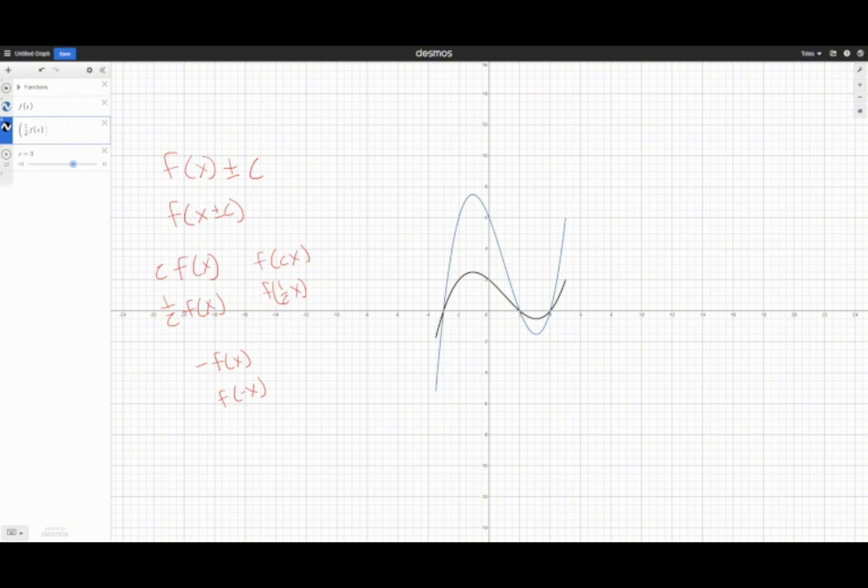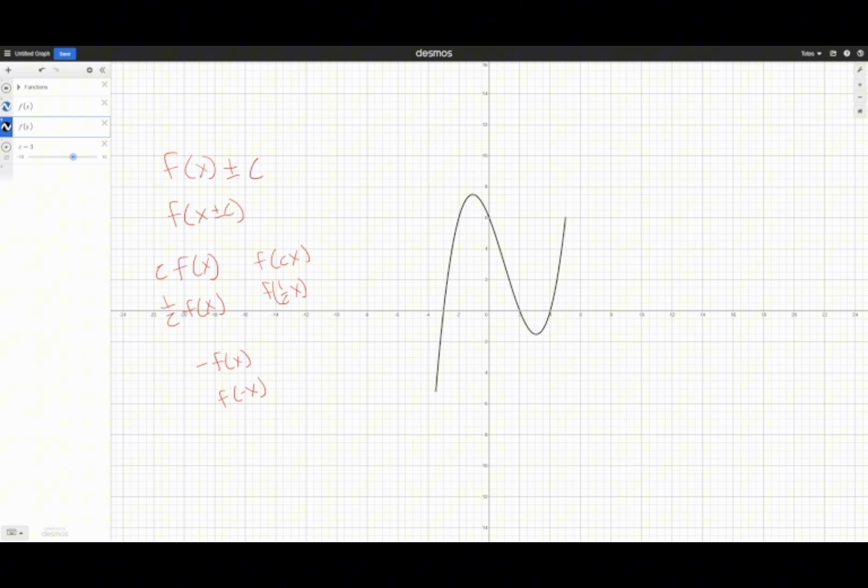Now, when we go to the inside, just like how on the translation, it worked opposite. Instead of shifting to the right with addition, we shifted left. This is going to do a shrink and a stretch, the dilation, and it's going to be inverted. So when we multiply, in the horizontal, instead of getting a horizontal stretch, we're going to get a horizontal shrink. Okay?